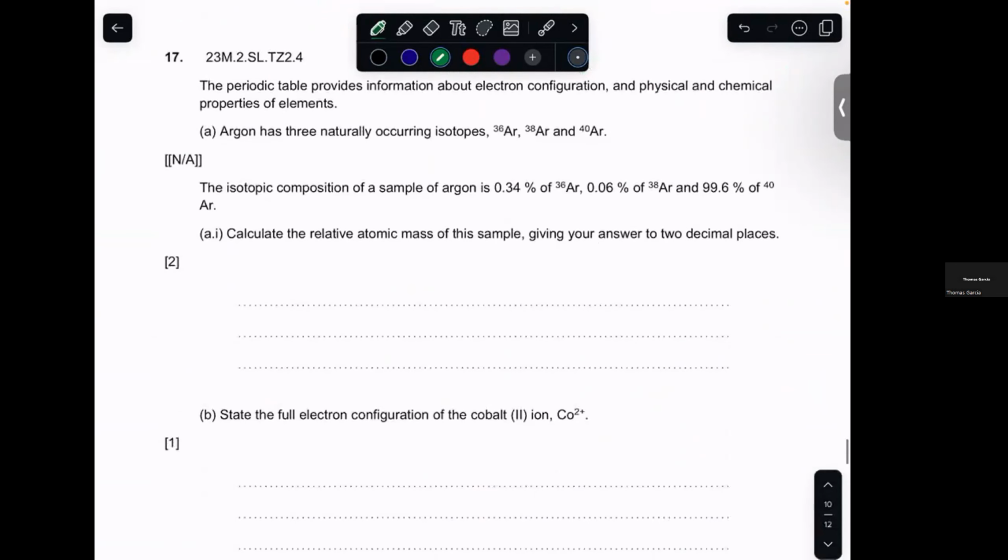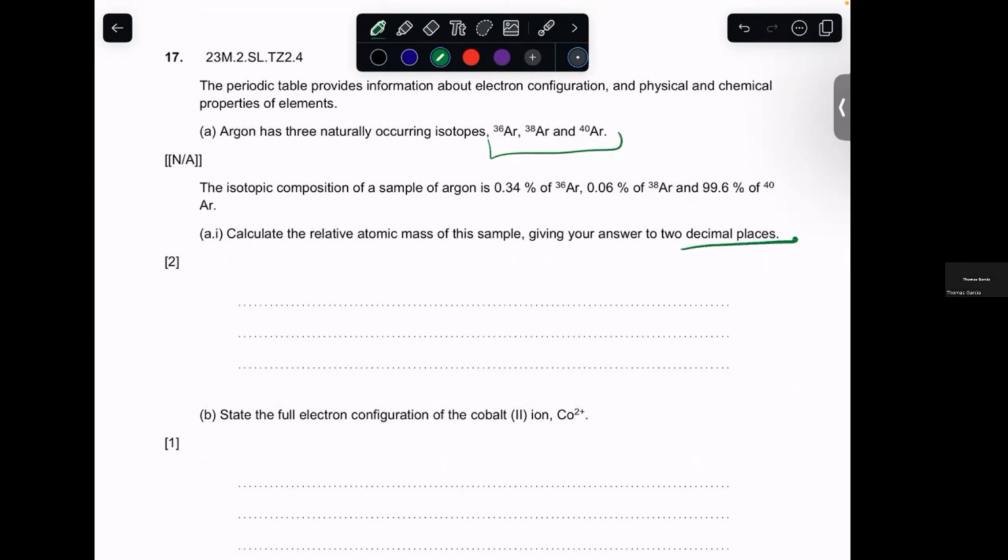All right. Moving forward to number 17, the periodic table gives us information about electron configuration. So we're going to start using some of this and physical and chemical properties of elements. Argon has 3 naturally occurring isotopes. Isotopic composition of sample is 34% 36, 0.06% 38, and 99.6% 40. Calculate the relative atomic mass, giving your answer to 2 decimal places.